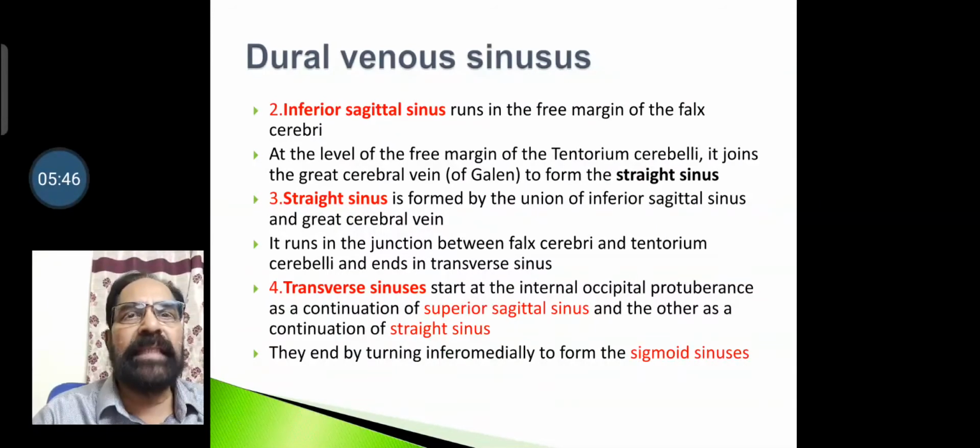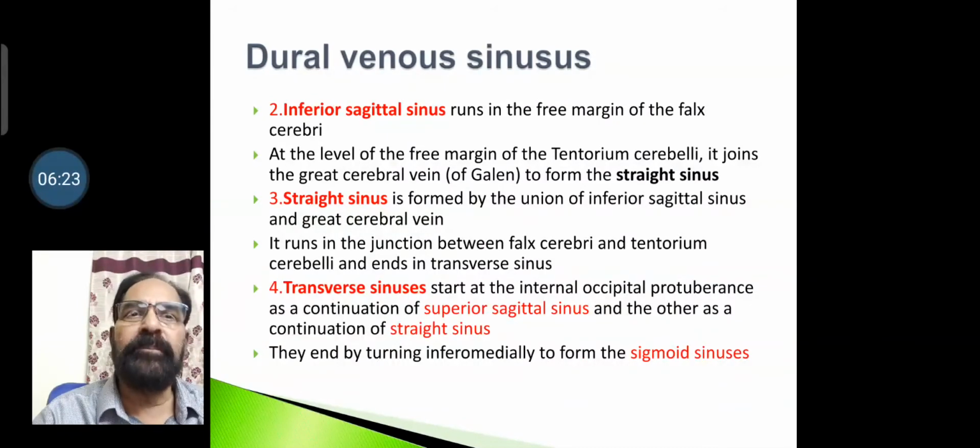Then other dural venous sinuses. Inferior sagittal sinus runs in the free margin of falx cerebri. At the level of free margin of the tentorium cerebelli, it joins the great cerebral vein of Galen to form the straight sinus. Then straight sinus. It is formed by the union of inferior sagittal sinus and great cerebral vein. It runs in the junction between falx cerebri and tentorium cerebelli and ends in transverse sinus.